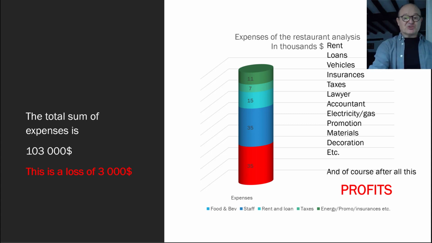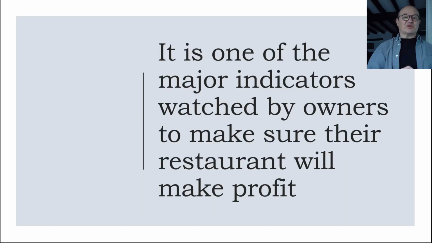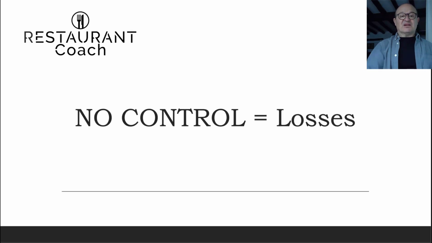So this is why the food cost ratio is one of the major indicators watched by owners to make sure their restaurant will make profit. If you cannot control this food cost ratio and the expenses on food cost, then you will go for losses. So this is why this food cost ratio is so important.